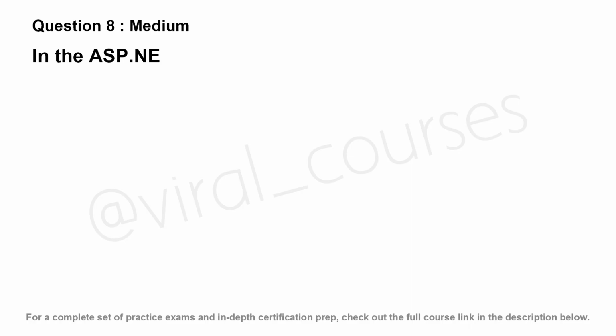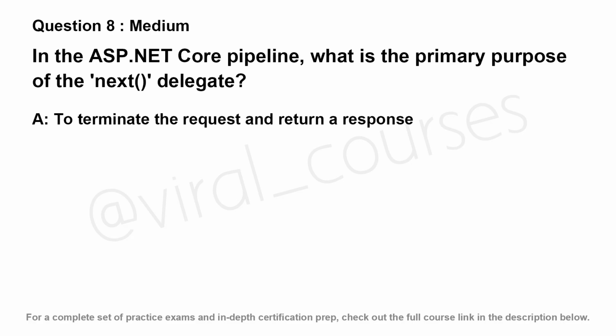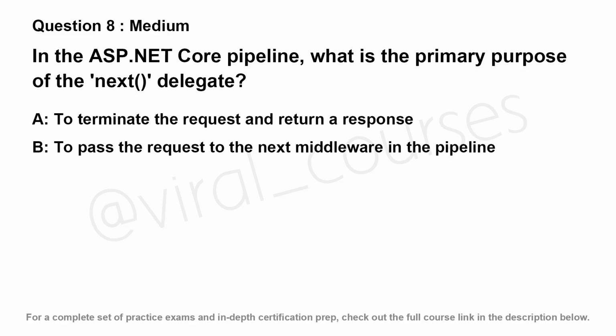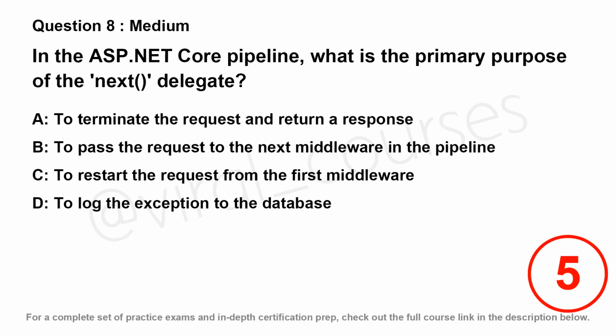In the ASP.NET Core pipeline, what is the primary purpose of the next delegate? Option A, to terminate the request and return a response. Option B, to pass the request to the next middleware in the pipeline. Option C, to restart the request from the first middleware. Option D, to log the exception to the database.